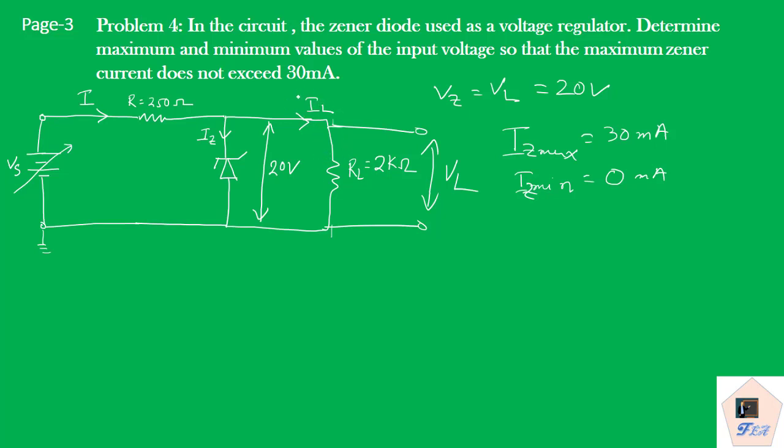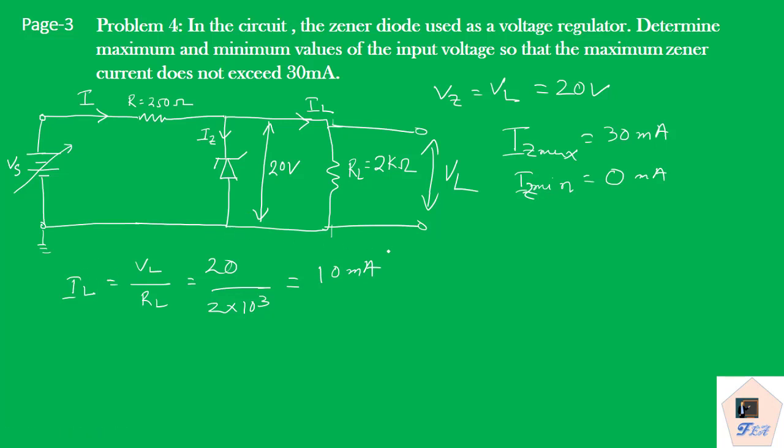So let us first find the IL, because whatever happens over here, in our previous numerical we have seen that VL and IL are not going to change if my RL is fixed. Now here RL value is fixed at 2 kilo ohms. So we can find IL as VL divided by RL. So that is equal to 20 volt divided by 2 kilo ohms. So as a result of that, we'll be getting it as 10 milliampere. So IL is fixed at 10 milliampere.